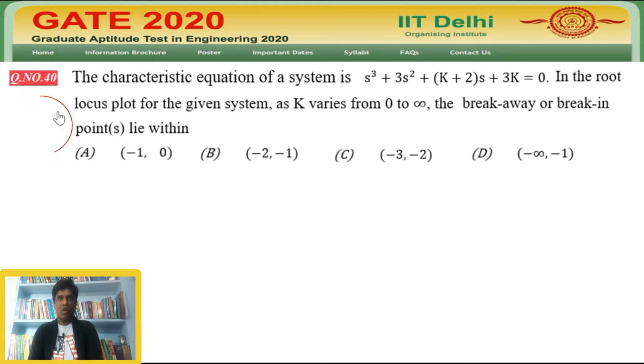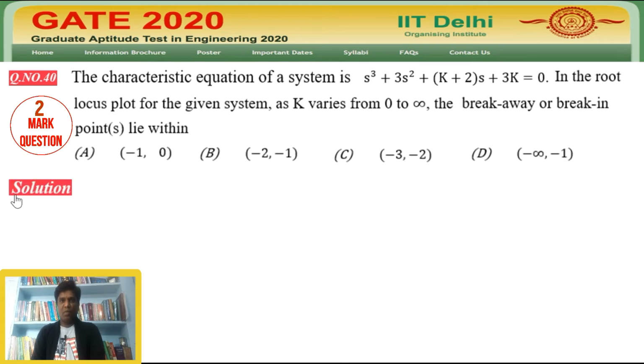In the root locus plot for the given system, as k varies from 0 to infinity, the breakaway or break-in points lie within. The options are: option A, minus 1 to 0; option B, minus 2 to minus 1; option C, minus 3 to minus 2; option D, minus infinity to minus 1.